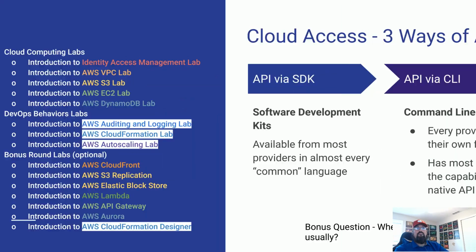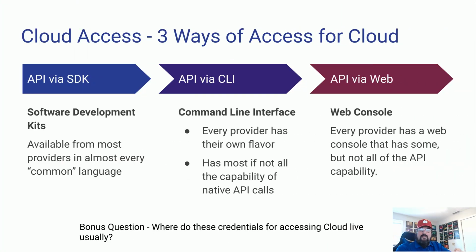So what are the three ways that we can access cloud? Well, starting from right to left, we're not going to go left to right. We're going to do different this time. Let's talk about the web first. So the console is the easiest way to visualize what you're doing in the web. And the best way to do that is for me to just show you.